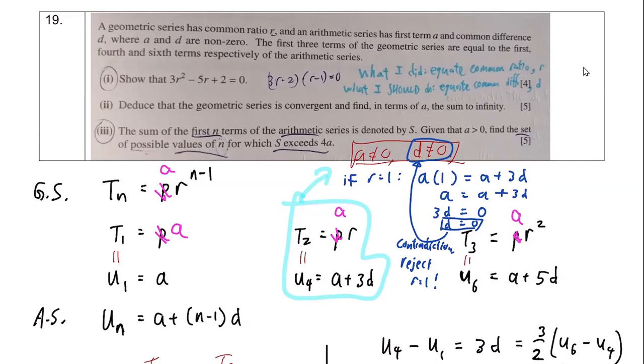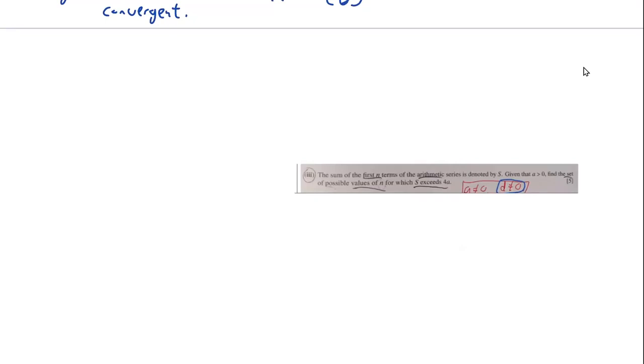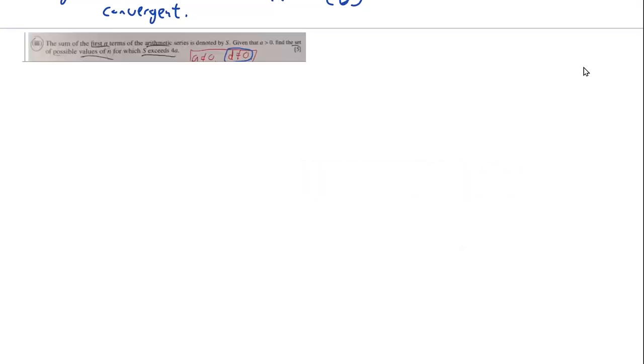All right, so let me just bring this over here. So what we know is that the sum of the first n terms, so S is denoted by that of the arithmetic series. Right? So the formula for arithmetic series is what? N over 2 multiplied by A plus L. What is N over 2? I mean, what is N here? It's referring to the number of terms.